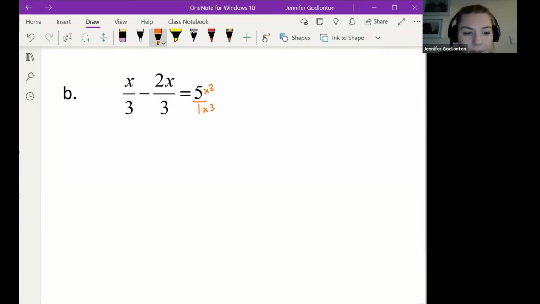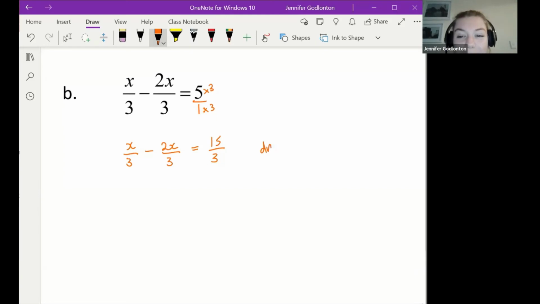Then 5 times 3 is 15. 1 times 3 is 3. Then you say x over 3 minus 2x over 3. And you say 15 over 3 as well. Good. This is the part where I'm now lost. I completely forgot everything. Okay, now we just drop the LCD. Alvarez is the best, guys. x minus 2x equals 15. There we go.